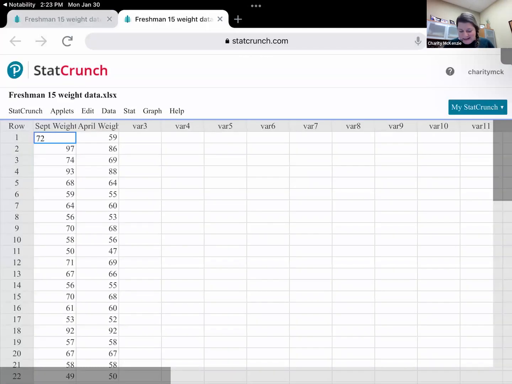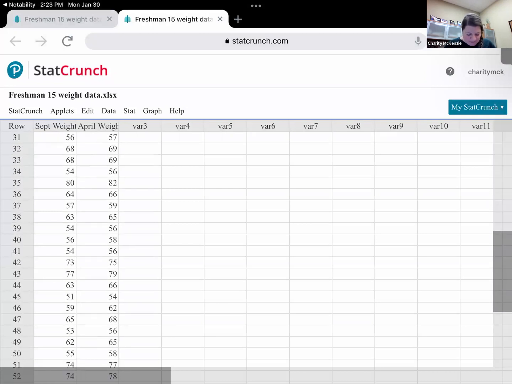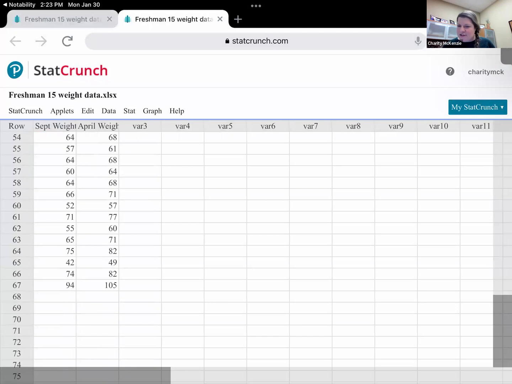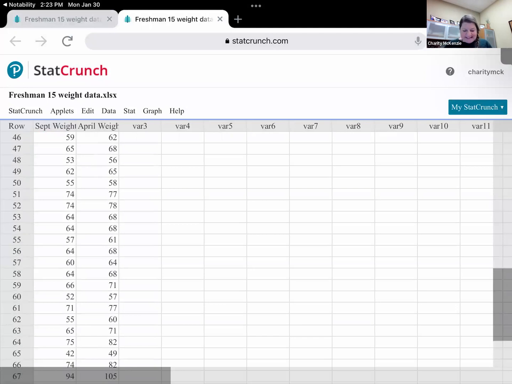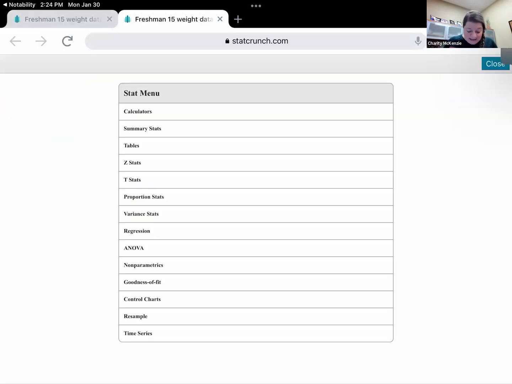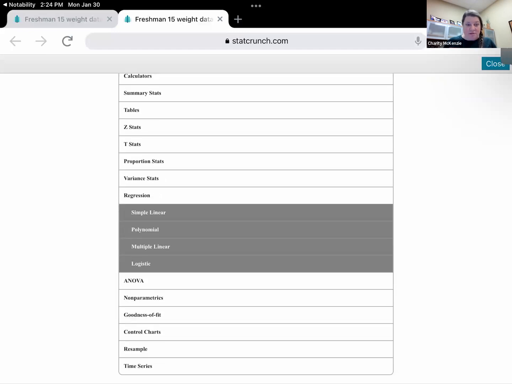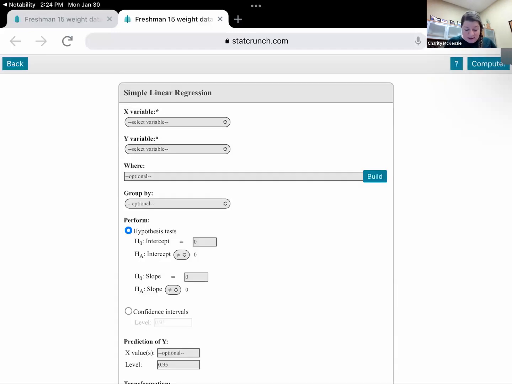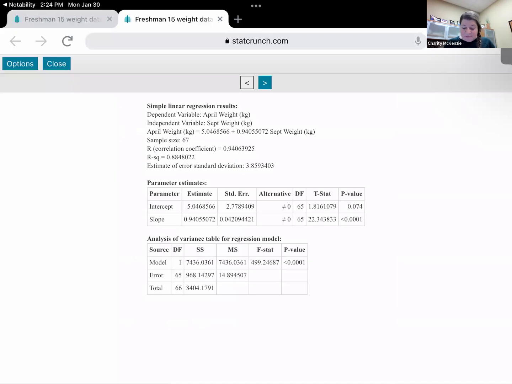That was the part of the data that I'd already opened to make sure it worked. I stole this from StatCrunch's data sets, but there are 67 people in this study. If I want to make the scatter plot, I could just go to graph and make a scatter plot, but I like that everything's in one place. So I went to stat, then regression, simple linear. My X values were the September and my Y's were April. We're going to compare our weights between the two.